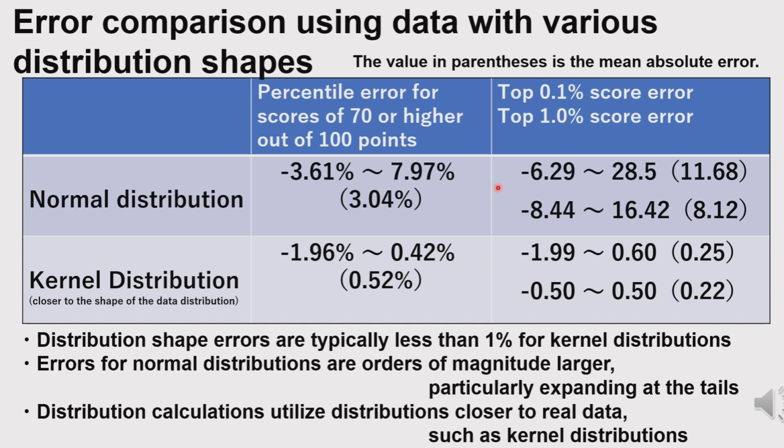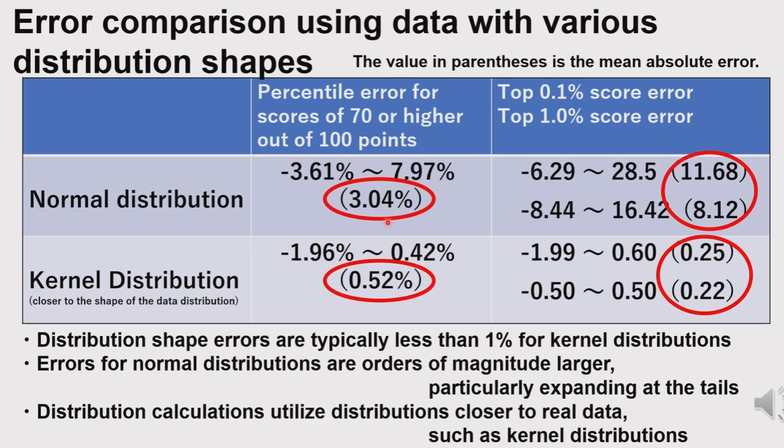This table shows the variance in error when using random numbers generated from about 10 different distribution shapes. The values in parentheses indicate the average error. Compared with the kernel distribution, the normal distribution shows errors that are 1 to 2 orders of magnitude larger.